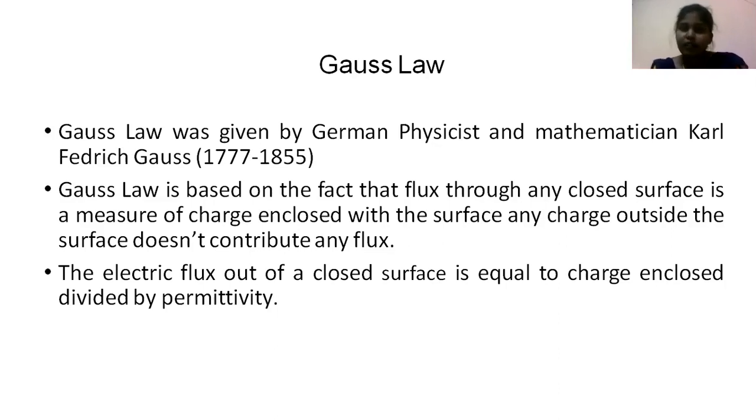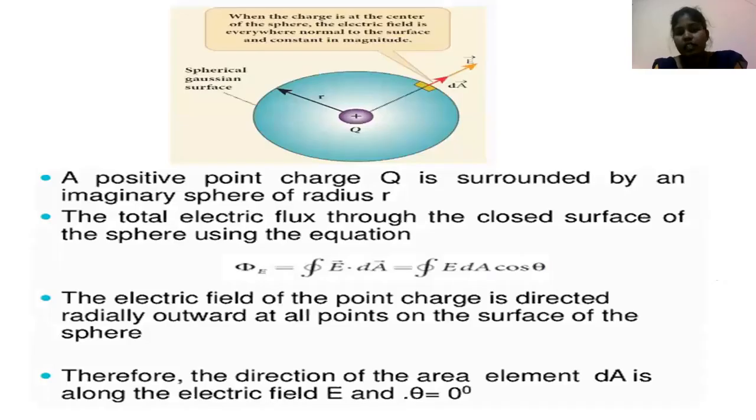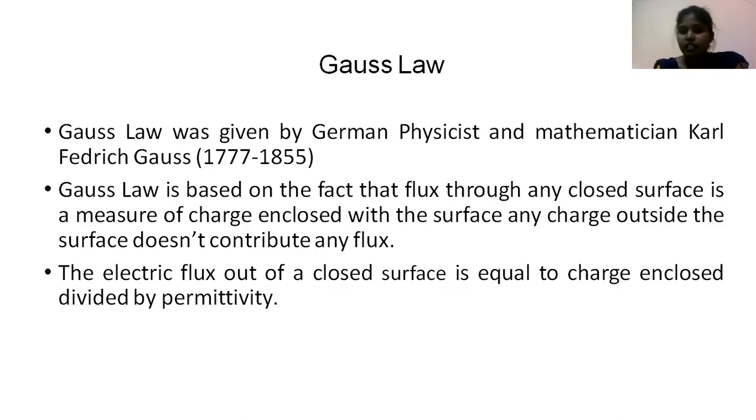But what is phi? What is electric flux? Electric flux is nothing but the number of electric lines of force passing through a given area. So mathematically, electric flux phi is equal to integration E dot dS. Now, this electric flux is equal to Q by epsilon.